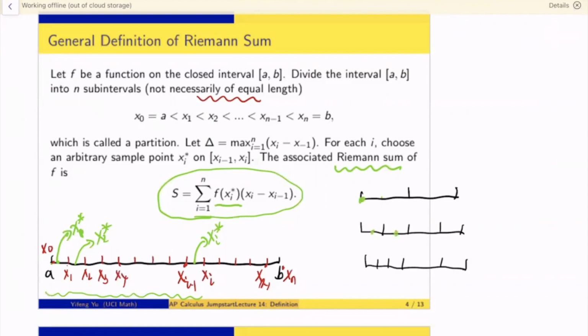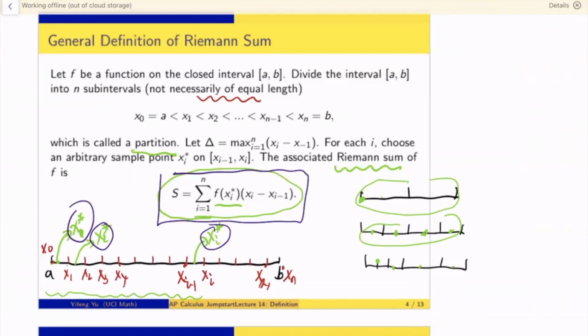I choose the middle point of each interval. I choose here, whatever you like, right? So you have different ways to divide the interval. Those are what we call a partition. And then you have different ways to choose those sample points. It doesn't matter. As long as you decide a partition and you choose those sample points, then you get a Riemann sum.